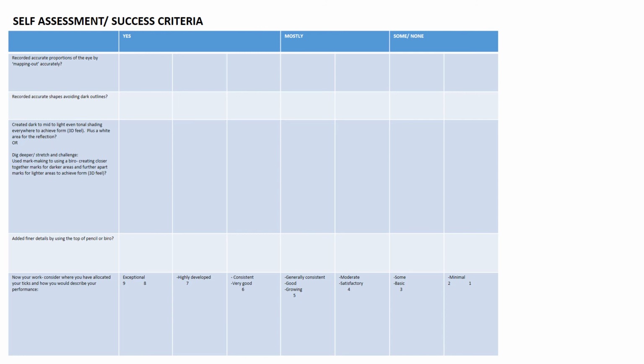Are you going to be ticking the box where it says generally consistent, good, growing skills? Then you'd be a grade 5. If you think it is completely out of proportion, then you'd be ticking in some, none. So I'd like you to think about that, please. So refer to the individual step-by-step stages and tick yourself accordingly, and you can see what grade you'll be giving yourself.